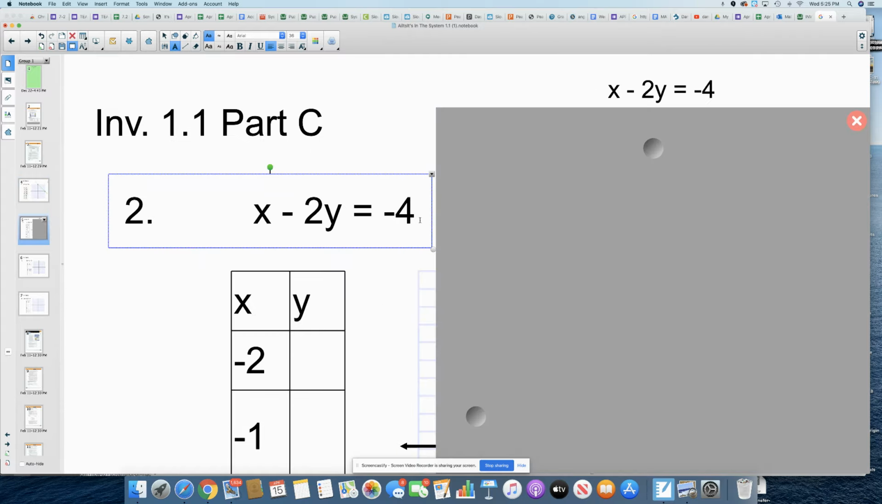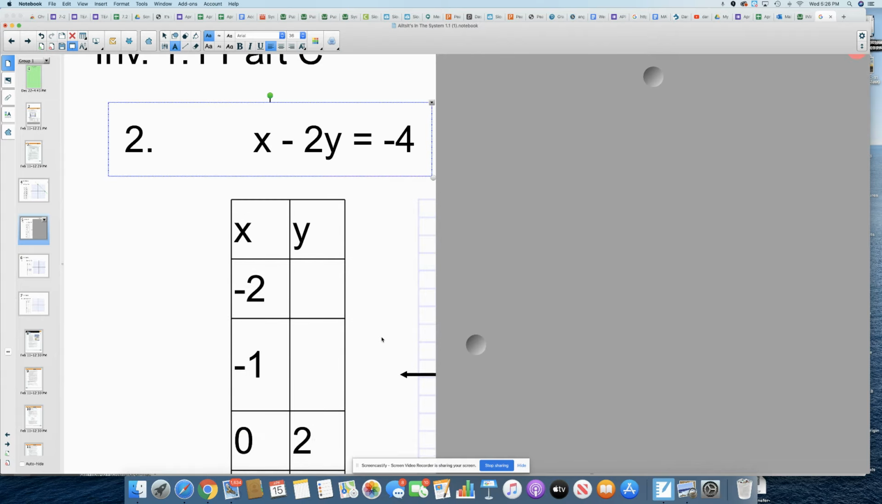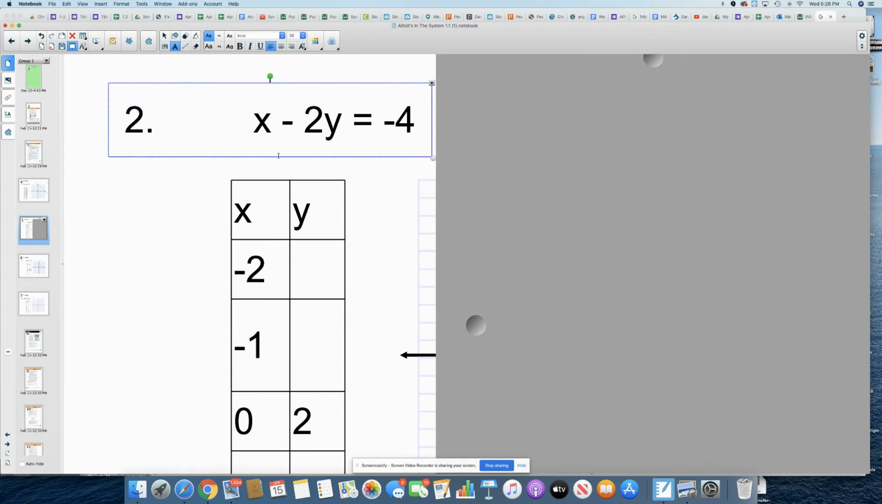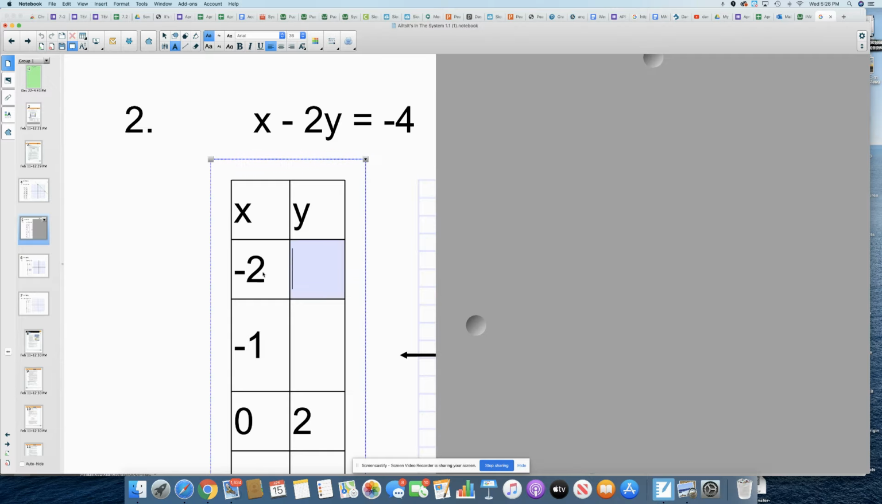So question number 2, pay special attention to this because then you'll get a chance to do some practicing. So x minus 2y equals negative 4. So again, let's pick a value. Let's pick our x value to be 0 and see what happens. So 0 minus 2y equals negative 4. So negative 2y equals negative 4. Divide both sides by negative 2 and I get y equals 2. See if it works. 2 times 2 is 4, so we have negative 4 equals negative 4. That works. So let's figure out this value, okay?